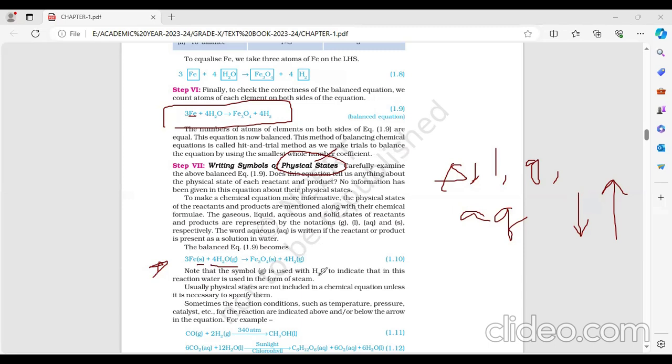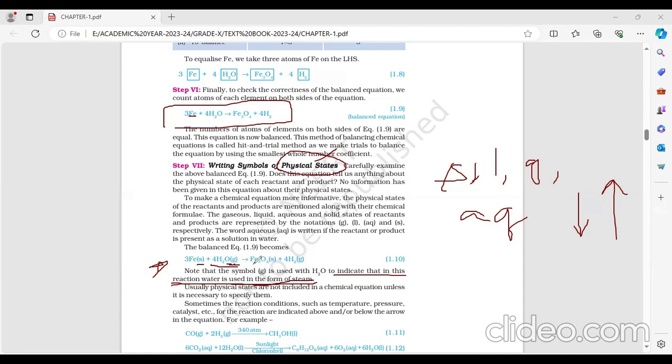Because here the water, H2O, indicates that the reaction used water in the form of steam. Very important. Underline it, please. It is used in the form of steam. That is the reason water is in the gas state here, so I have used G. I need to mention the physical state also. It is in gaseous state.